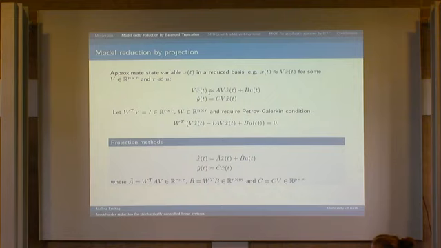The problem is, there are several problems with doing this. First of all, you want to reduce it in a way that y tilde is close to y, as I said, but also how do you find these V and W matrices? What do you do? There are several ways of doing this. One is balanced truncation.